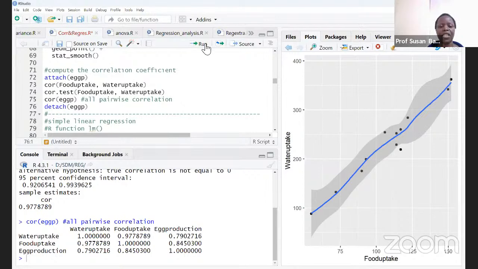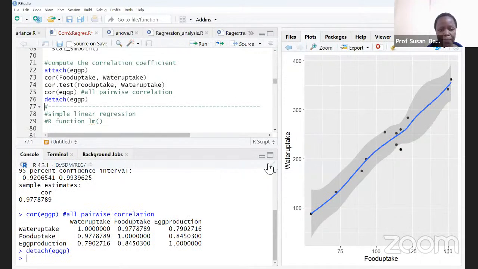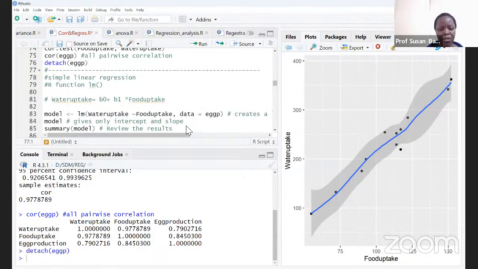Okay. So if you no longer want to use eggP, you can detach using line 76. So if you detach, meaning that wherever you write an R command, you're going to remind R that you're using eggP. Okay. I will clear my console again.